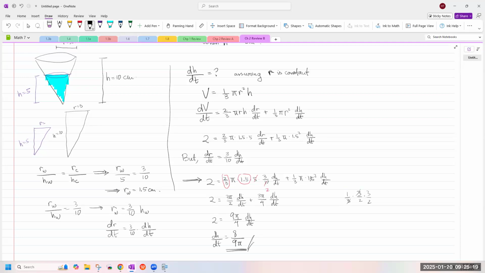Okay, which I think will be a lot easier if we convert all of this, changing the radius here in terms of height. So this is 1/3 pi times 3/10 height, squared, times the height. So what will that be? That will be 3 pi over 100 h cubed.